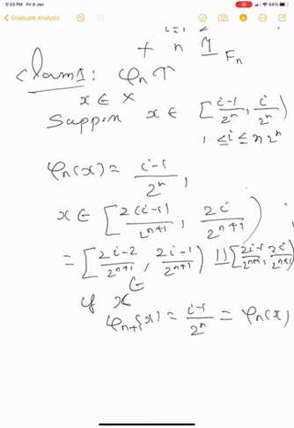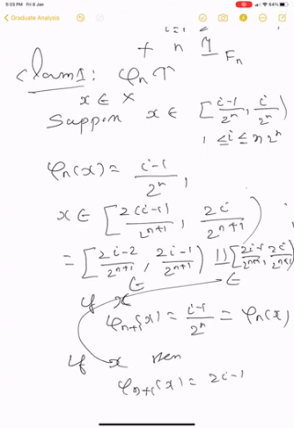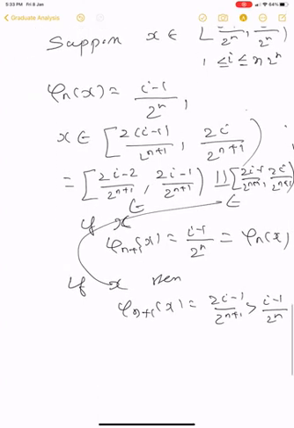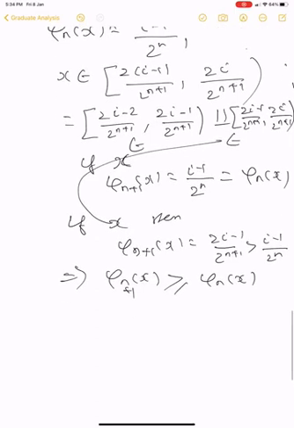Okay. If x is here, okay, then phi n plus 1 x equal to 2i minus 1 by 2 power n plus 1, which is of course greater than I minus 1 by 2 power n. Okay. So we have verified that phi n plus 1 x is greater than or equal to phi n x. Okay. I have just verified that phi n is increasing when x is in this interval.